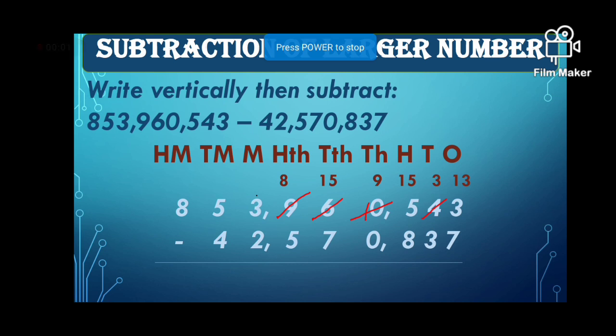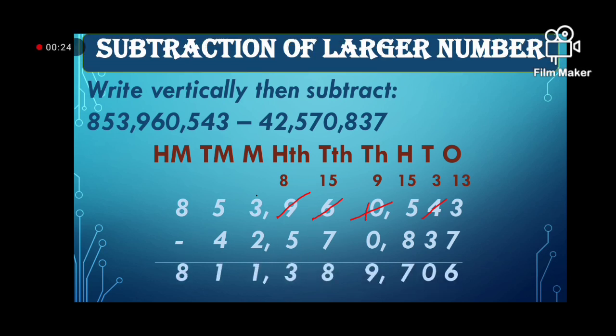Now let's subtract the number. 3 minus 7, we can't subtract 7 from 3. We borrow from 4. When we borrow 1 from 4, the 4 becomes 3 and 3 becomes 13. 13 minus 7 is equals to 6. Then 3 minus 3 is equals to 0. 5 minus 8, we can't subtract 8 from 5.